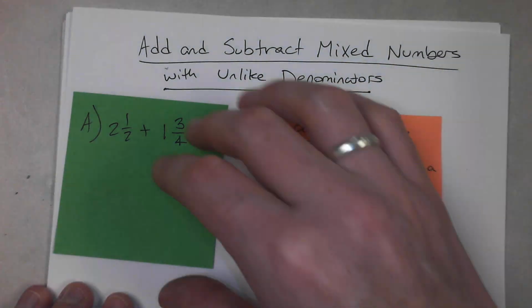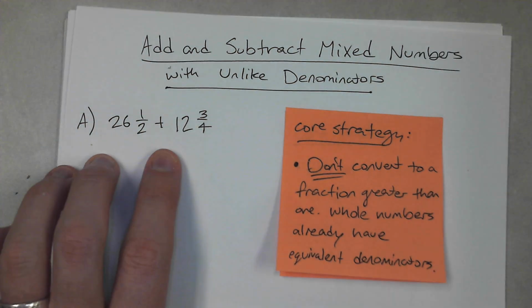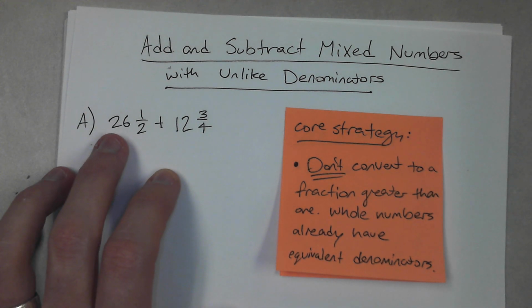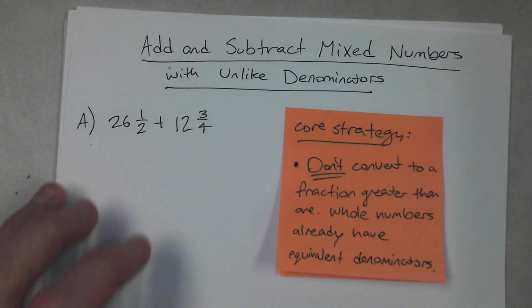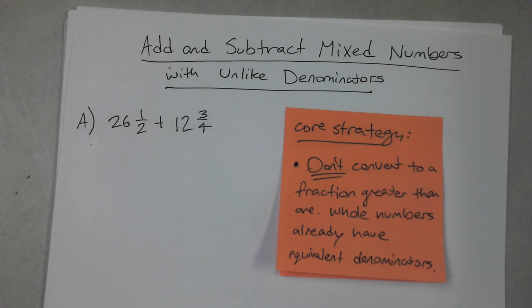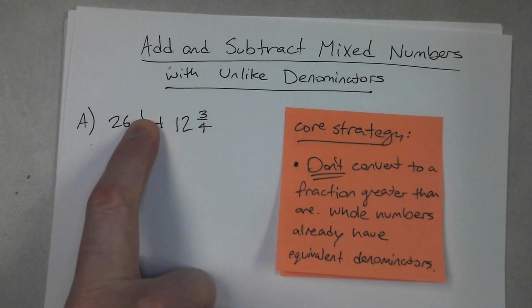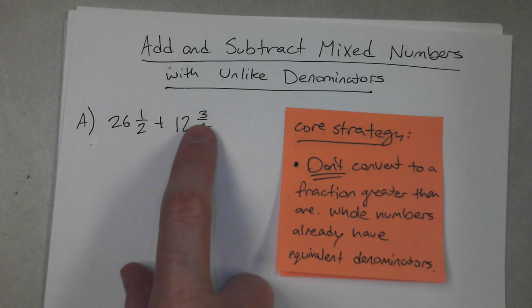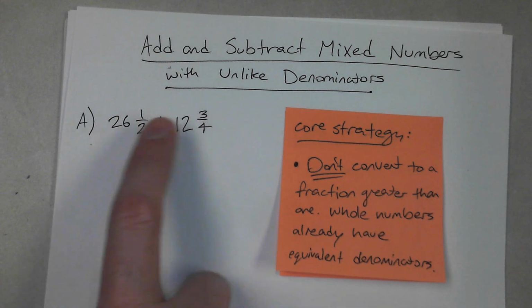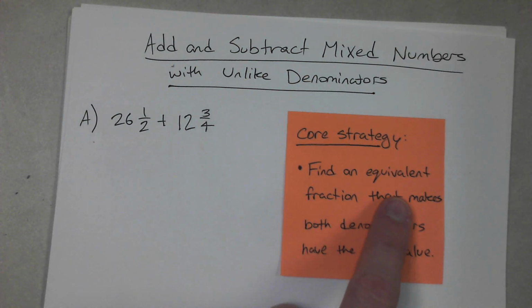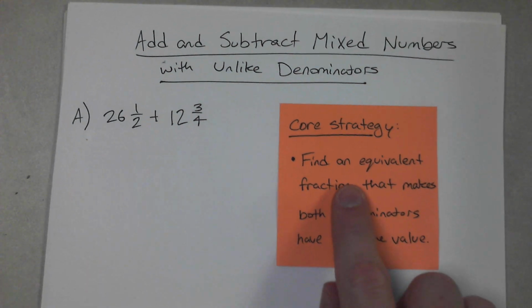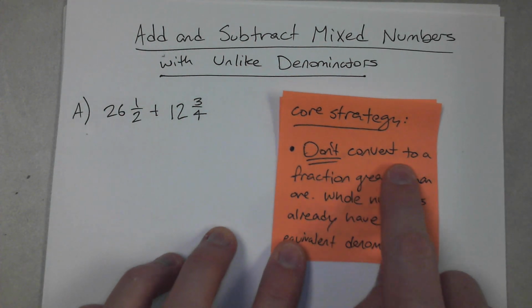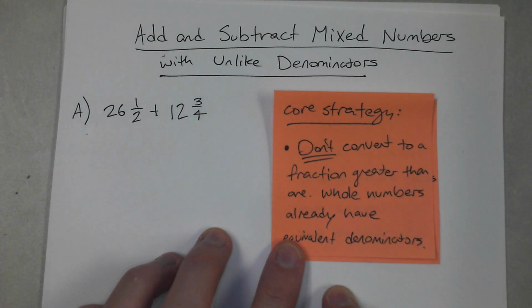To really show you why this is important, I'm also going to make this the first problem. If we were to convert 26 and 1/2 to a fraction greater than 1, we would end up with a much larger numerator because we'd have to do 26 times 2 and get 52 plus 1 is 53 in the numerator here. And on this side, we'd have to do 12 times 4 and get 48. 48 plus 3, and we get 51 in the numerator over here. And that's even before we tried to find an equivalent fraction. So not only do we need to find an equivalent fraction to make both denominators equivalent, we need to not convert to a fraction greater than 1.